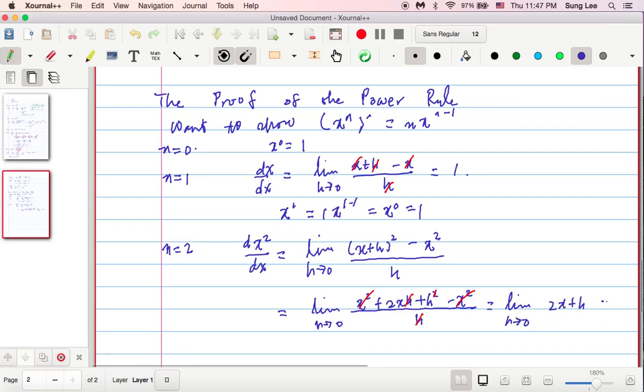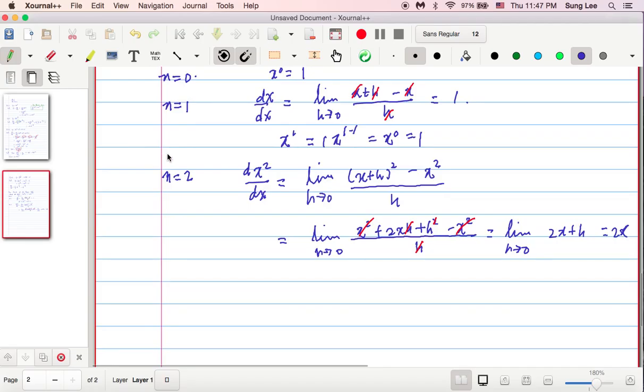And when h goes to 0, we get 2x. So the derivative of x squared with respect to x is 2x. You see that again, this follows the pattern, right? So x squared prime looks like what? 2 comes down, and the exponent is reduced by 1, so 2 minus 1, which is x, right?